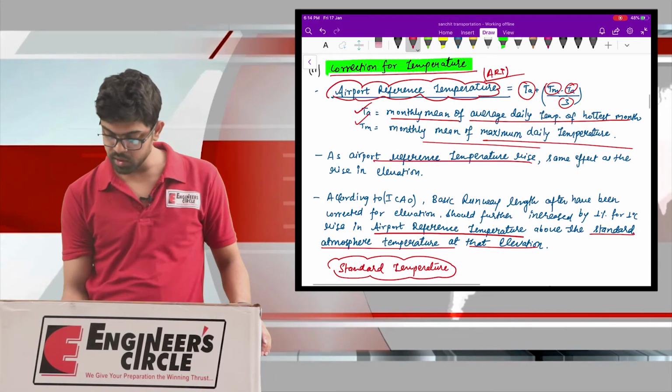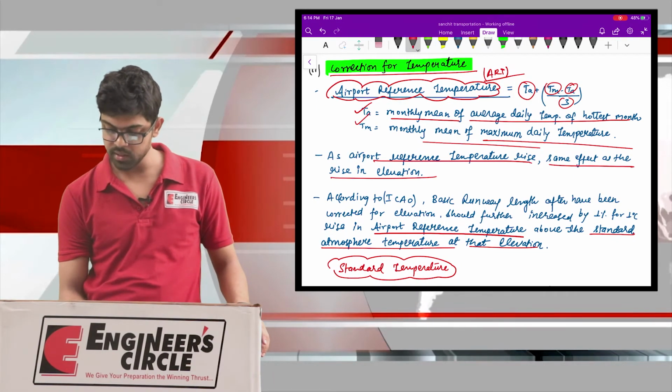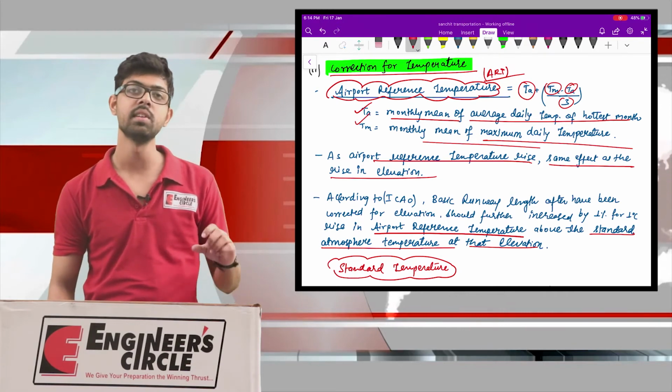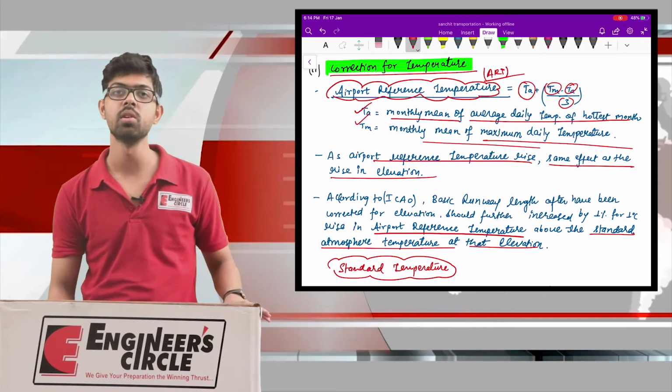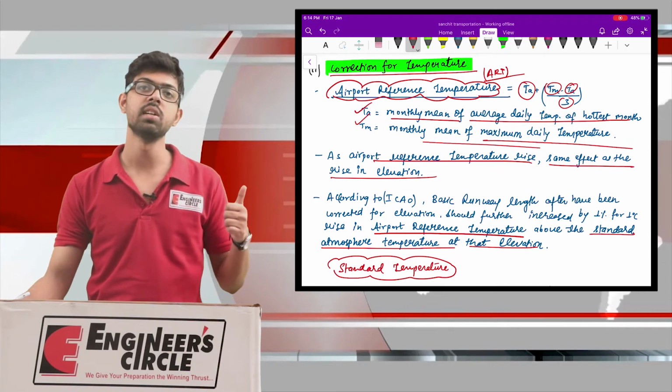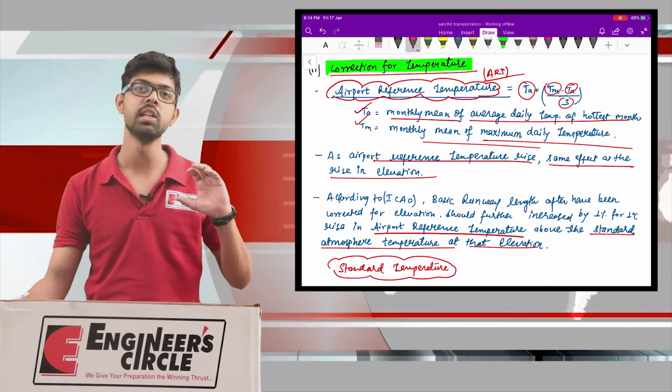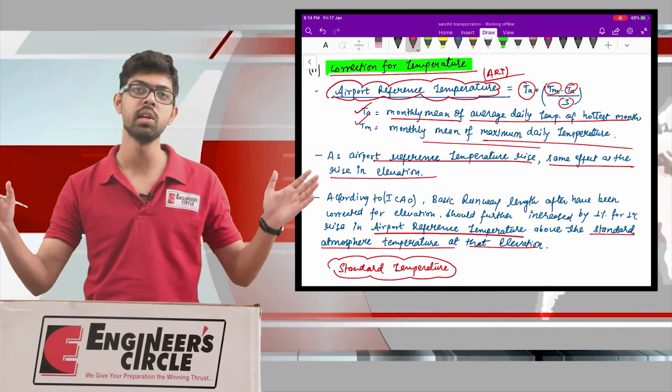As the airport reference temperature rises, the effect is the same as a rise in elevation. If the temperature rises, the density of the air goes on reducing, and then in order to achieve lift, your aircraft needs to move at a higher speed, and that will require a higher length.